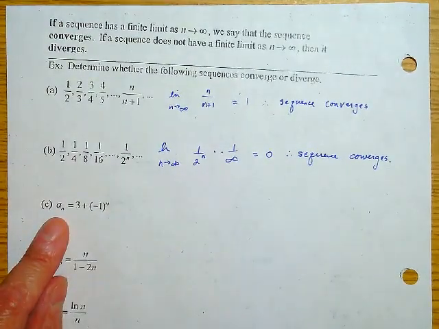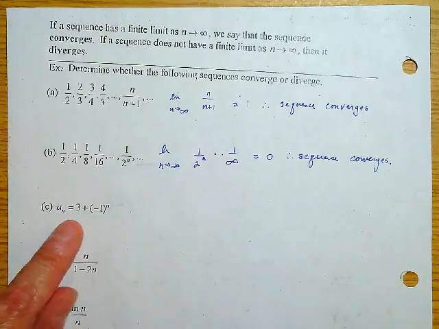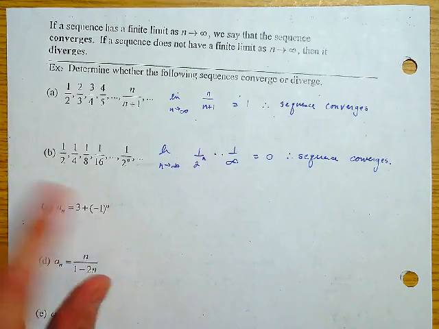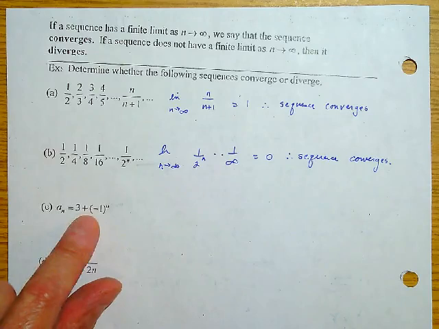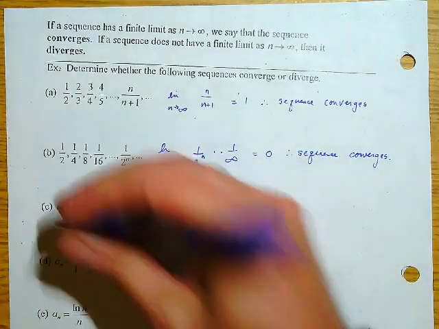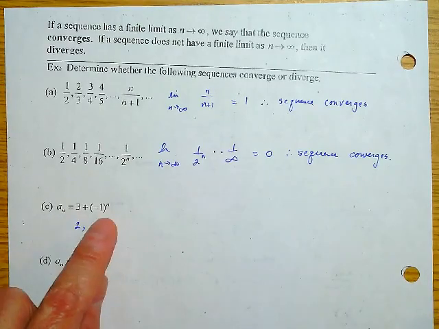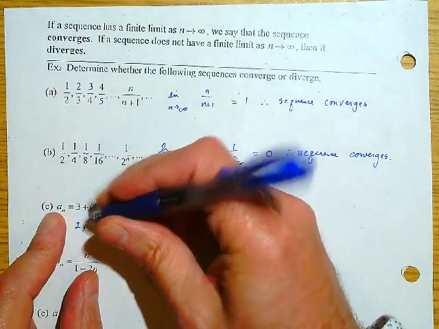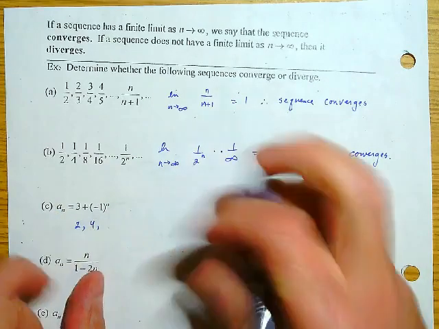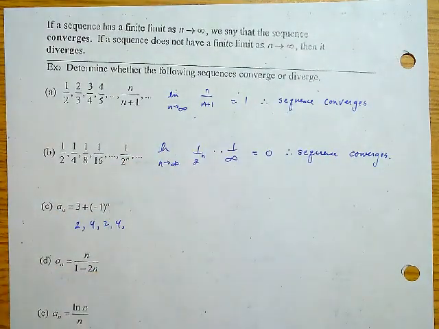Our next one. Sometimes it helps if you write these terms out. Right? 3 plus negative 1 to the n. Well, when n is 1, negative 1 is going to be an odd power, to the 1 power. That's going to be negative. That'd be a 2. Comma. 3 plus negative 1 squared when n is 2. That'd be positive 1. That's going to be 3 plus 1 is 4. And then an odd power, 2, 4, etc. 2, 4, 2, 4, 2, 4.